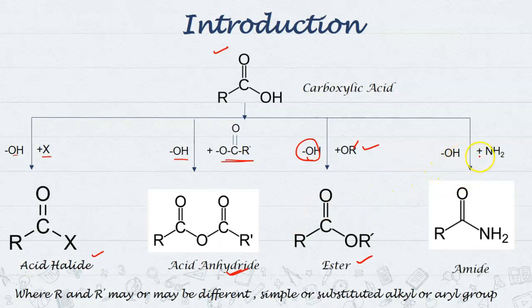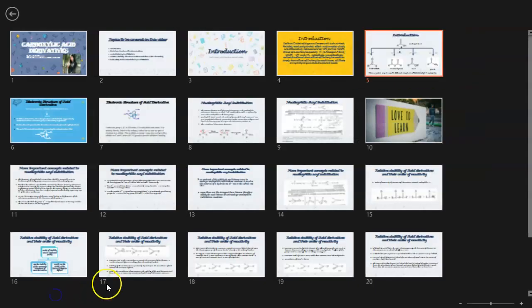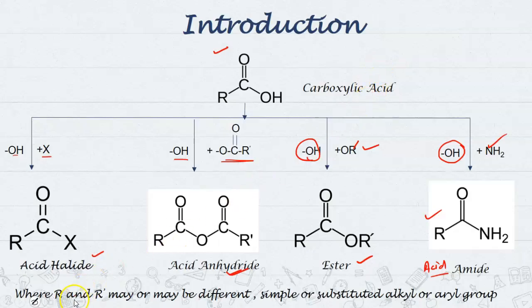And here comes the other part where you replace the OH part with NH2, and you are going to get this structure, that is amide, or you can call it acid amide. Correct. So where R and R dash may be different, or simple or substituted alkyl or aryl groups. Correct. So I hope that is quite understandable to all of you.